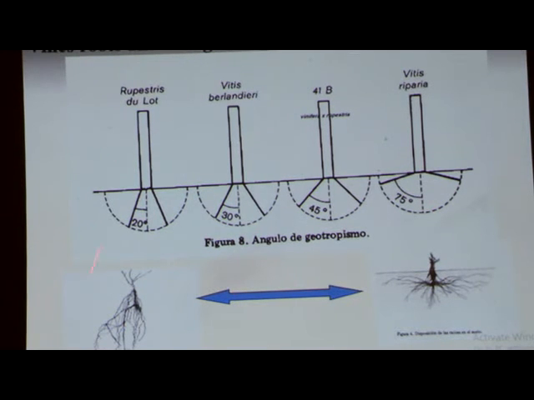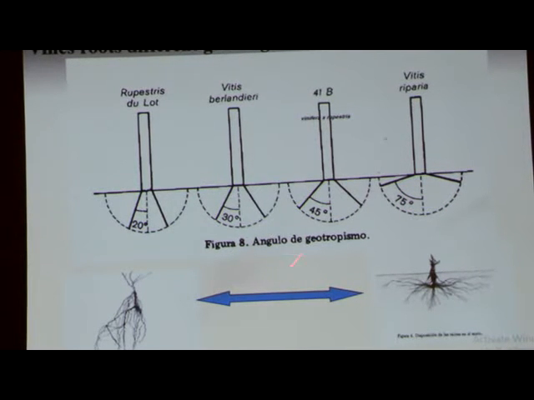The same, rupestris and Berlandieri will have a deeper root system than Riparia, so drought tolerance will be different, and that's because of the geotropism angle in the genetics of the species.